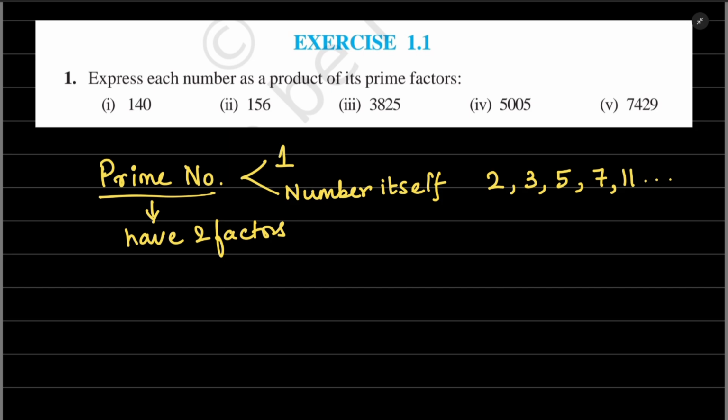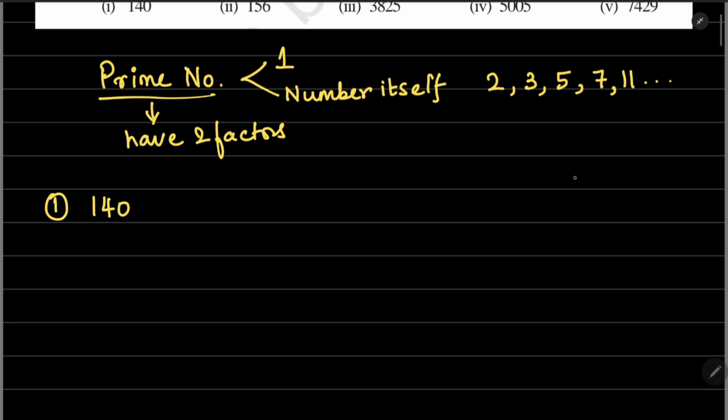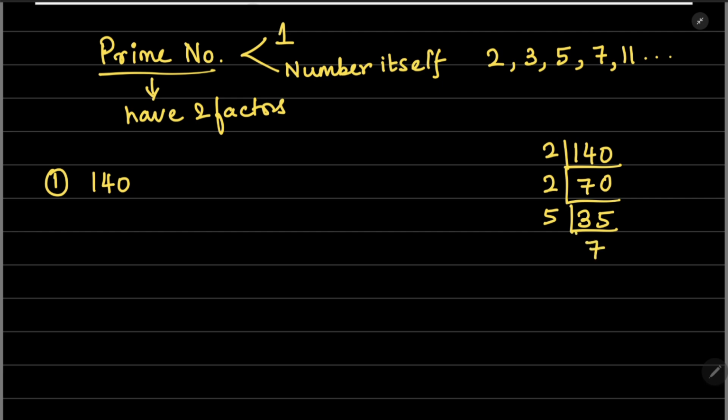Okay, so let us express the first one, 140, as a product of prime numbers. You have to do the factorization of 140. Start with the smallest prime number 2. 2 sevens are 14, add a 0, again 2. 2 threes are 6, 2 fives are 10. Then 35 is not divisible by 2, so we go with 3. 3 is also not, so 5. 5 sevens are 35 and 7 is a prime number, so we stop here.